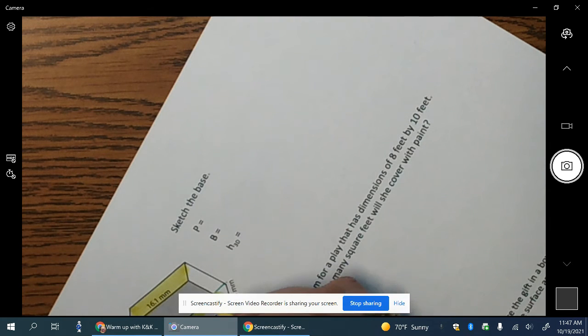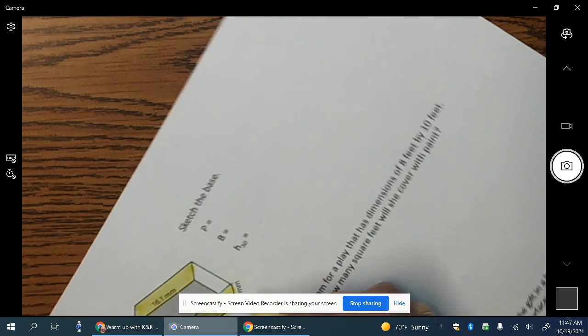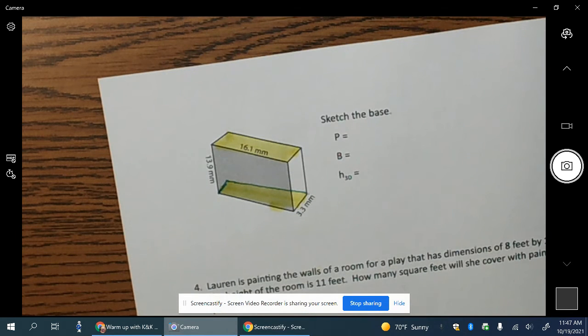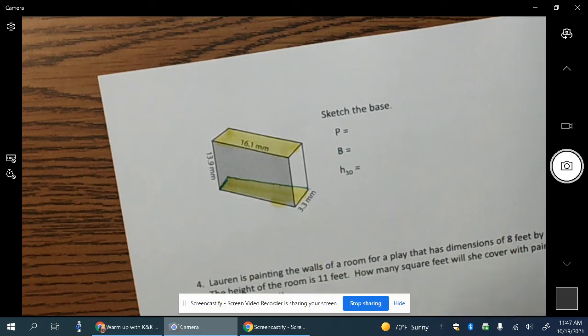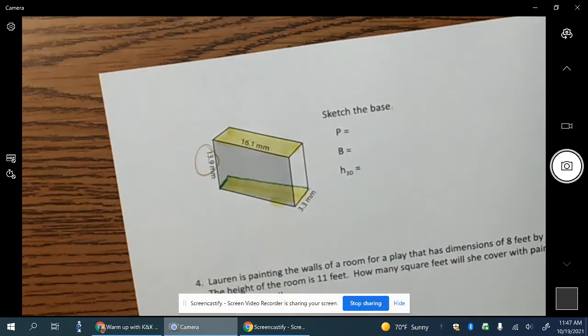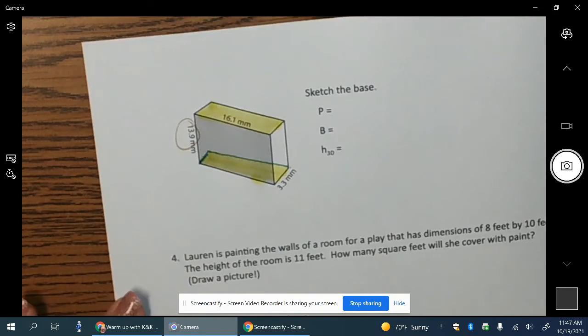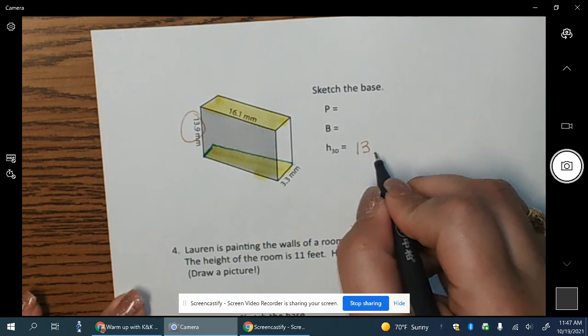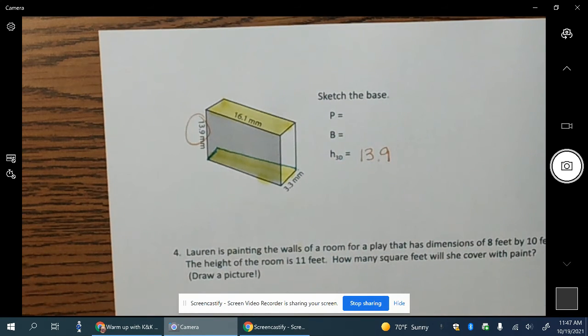All right, so shade your bases. After you shade the bases, what do I want you to do? Circle the height. Every single time I want you to be in that habit. Shade the base, circle the height. What is the height? 13.9. Okay. Now the perimeter.